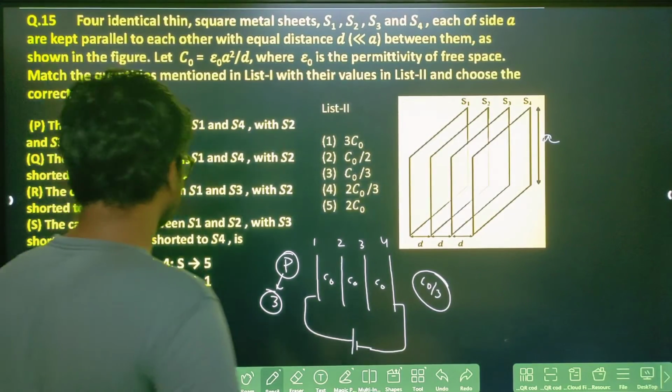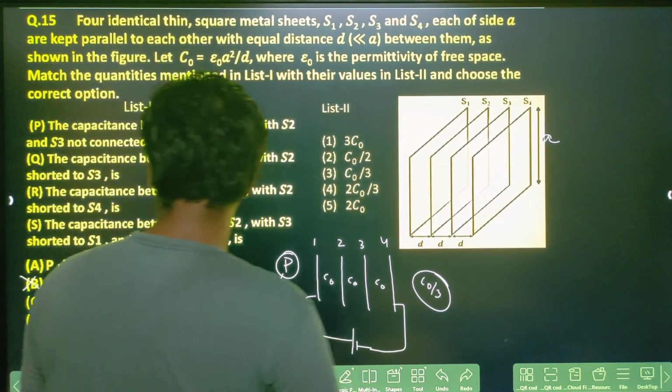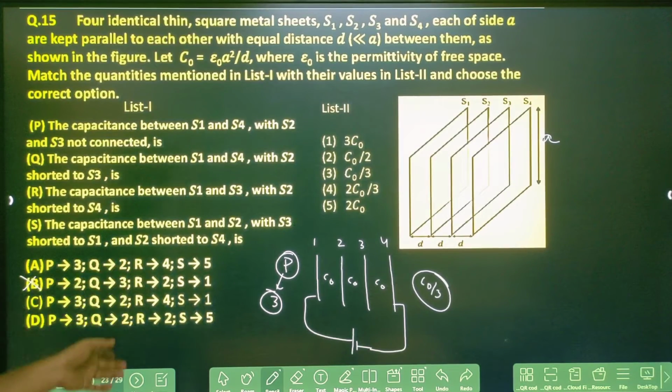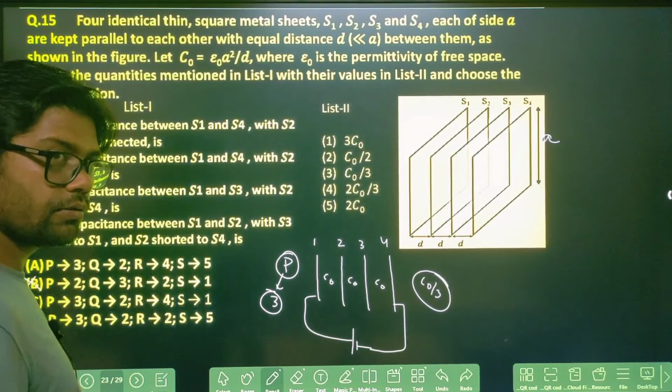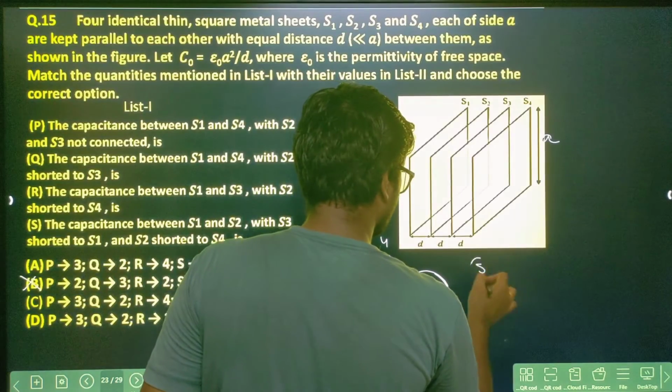S we can find out. If it is matched in S, then we can find out the R also, because if you find Q, everything is 2, right? You unnecessarily do this calculation, right? So let's find out for S.